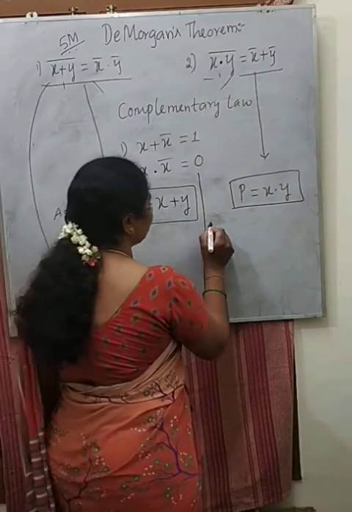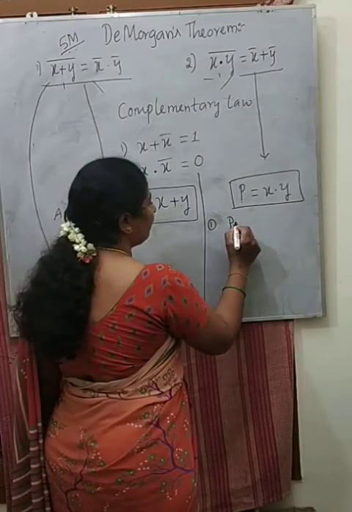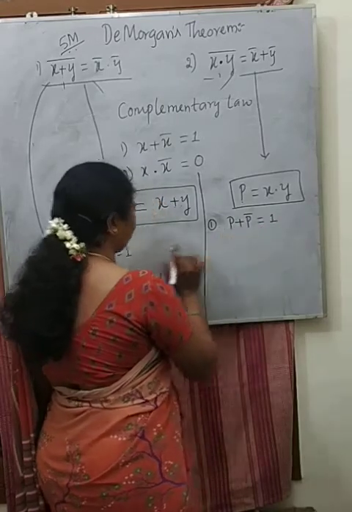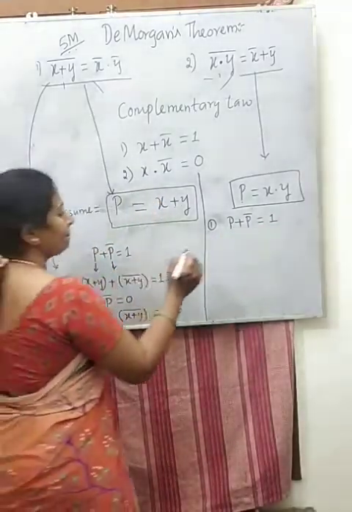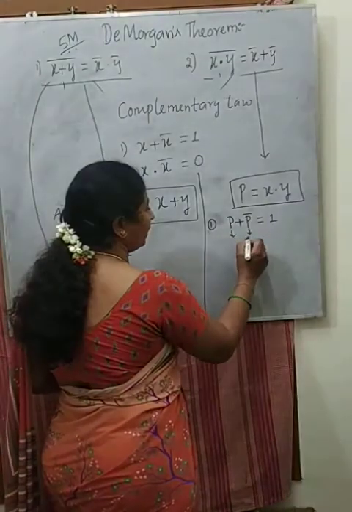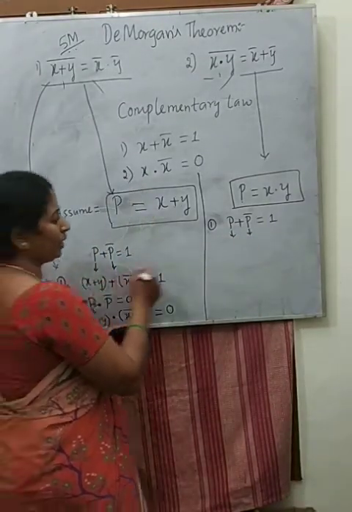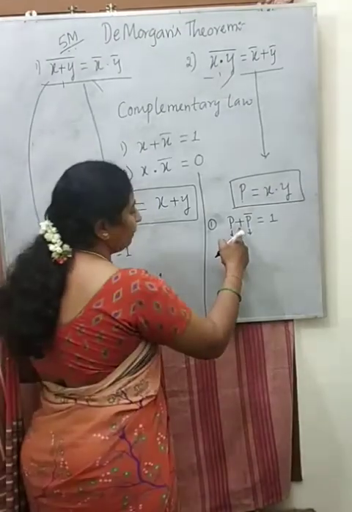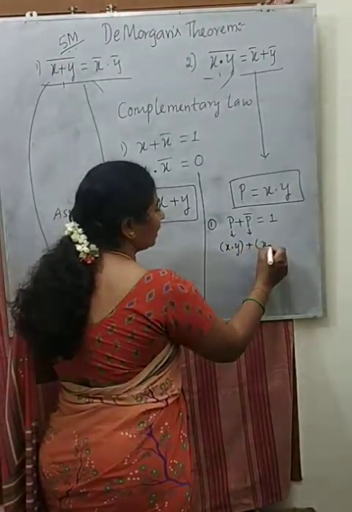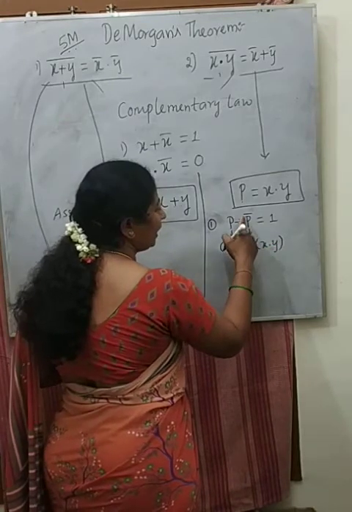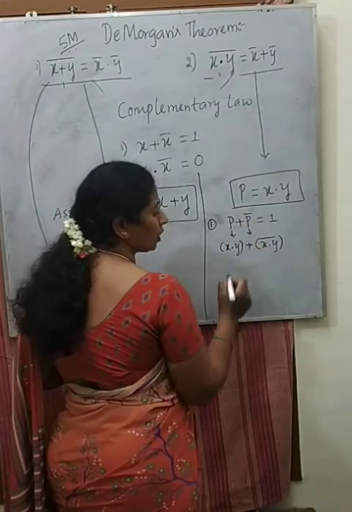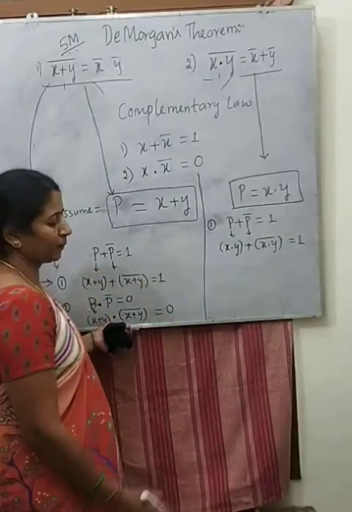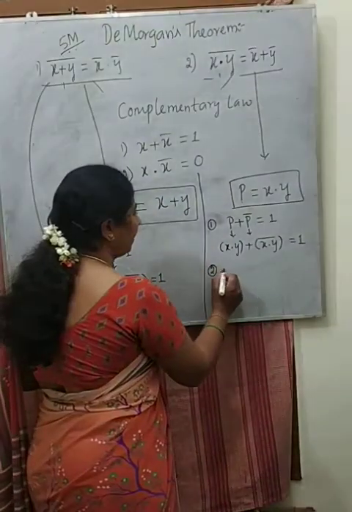Come to your second theorem, first part. P plus p complement is equal to 1. The statement is the same, but here in the place of p, we take x into y. The plus will be as it is, x into y, p has a complementation. So the complementation, this is your first part.